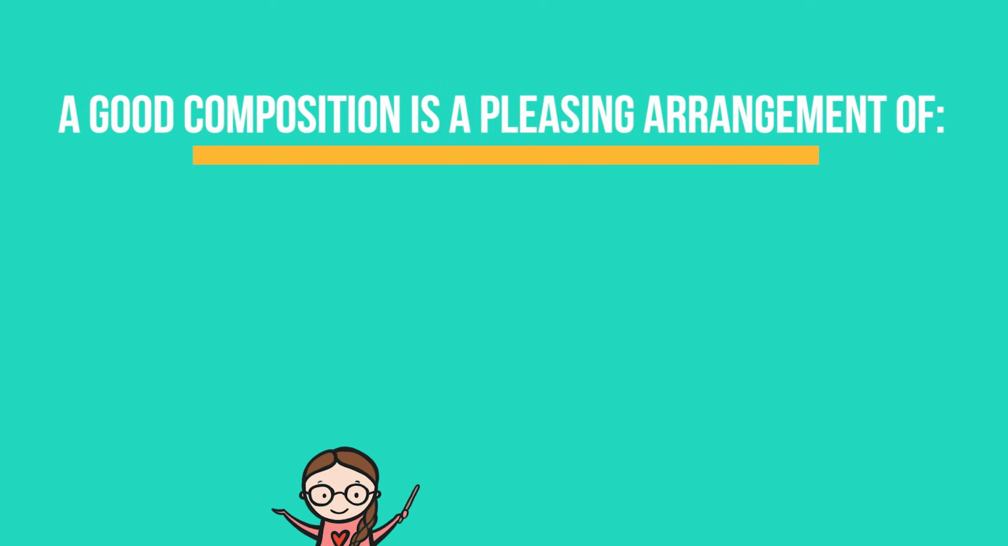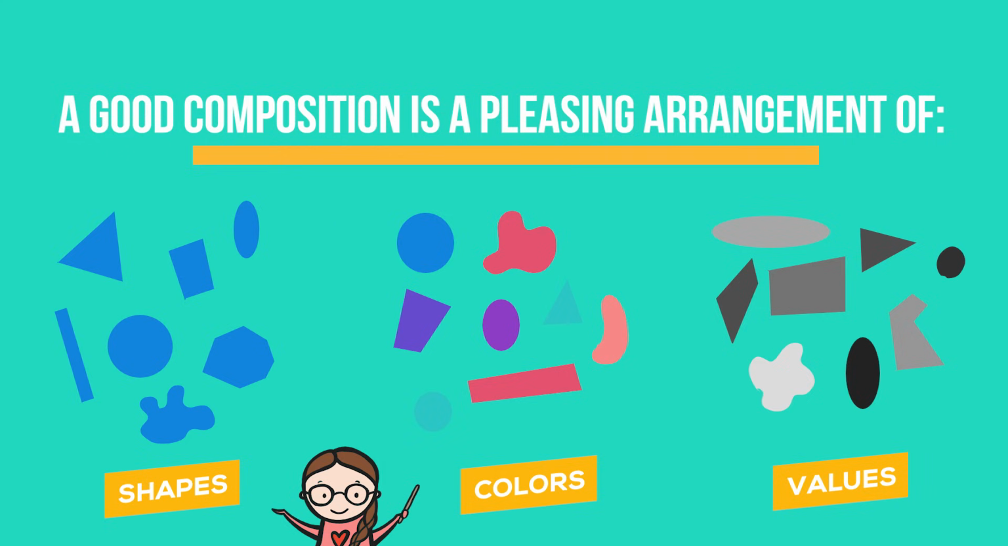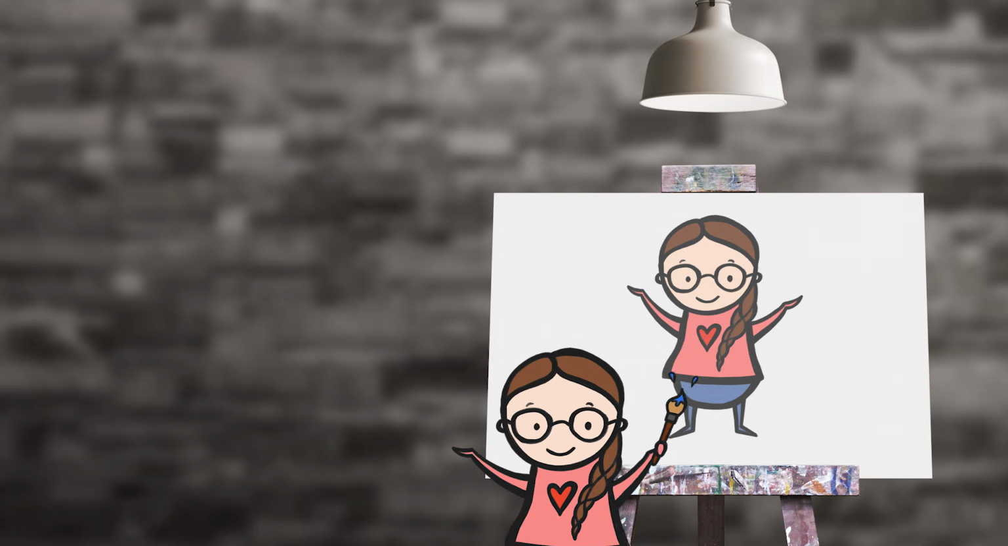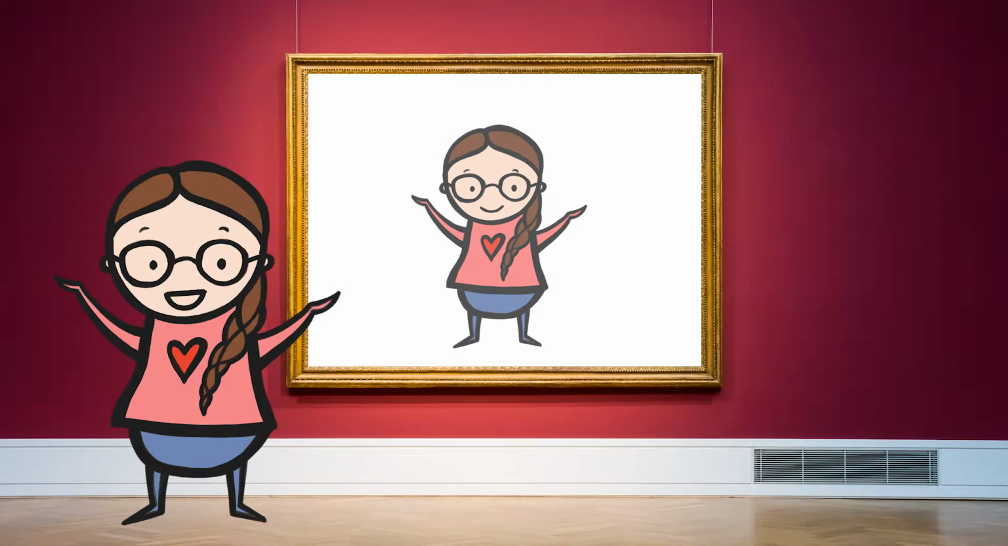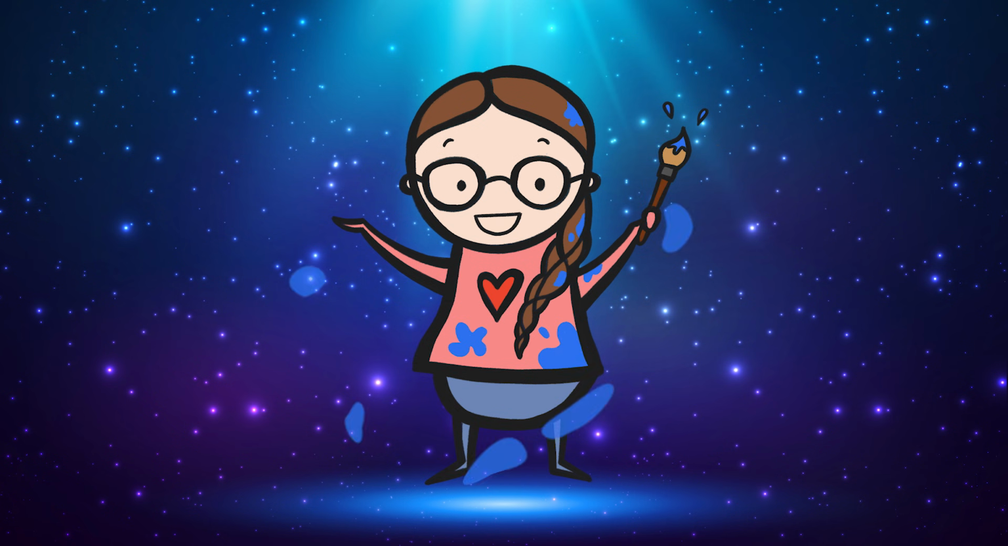That's where composition comes into play. A good composition is a pleasing arrangement of shapes, colors, and values. It's something you can probably manage quite decently intuitively. But if you want your artwork to stand out and be sure that the story in your artwork is readable, then you can take it a step further and use the power of composition to your advantage.